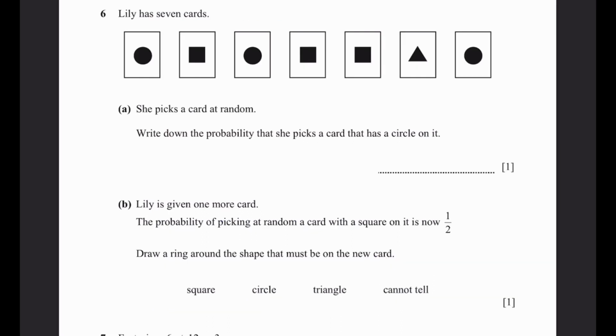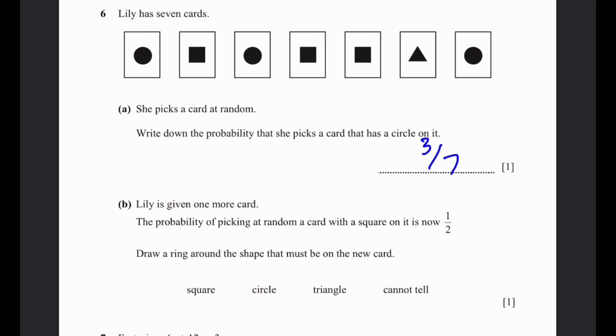Question 6. Lily has 7 cards. A. She picks a card at random. Write down the probability that she picks a card that has a circle on it. Total, she has 7 cards. Number with a circle is 1, 2, 3. That means the probability is 3 out of 7, or 3 by 7.